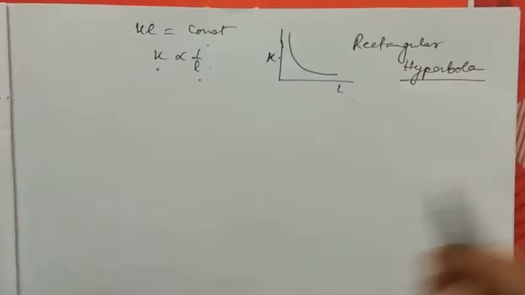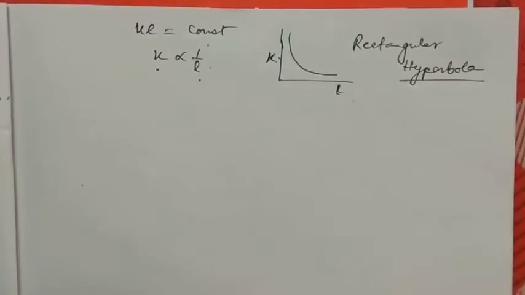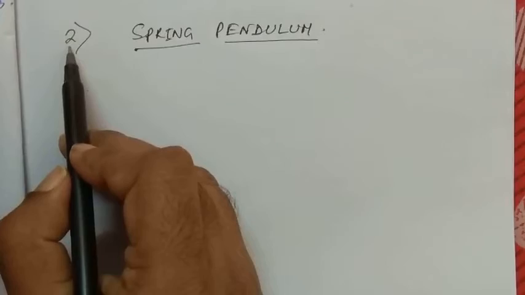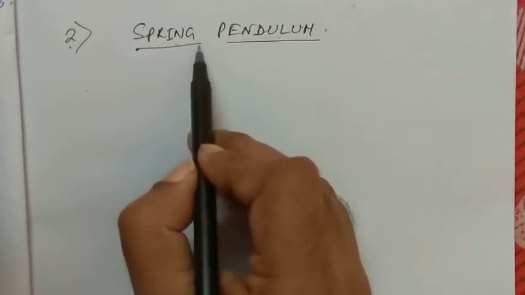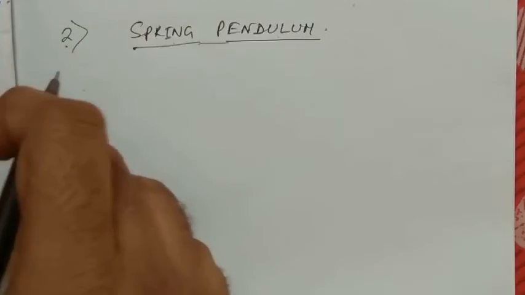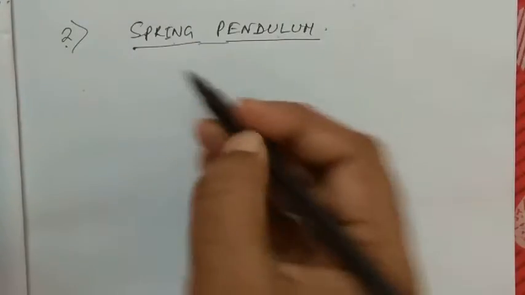On the Y-axis we have taken K, and along the x-axis we have taken the length of the spring. Now, number 2, spring pendulum. We have discussed the simple pendulum earlier, in I think video number 3 or 4. Now this is a spring pendulum.